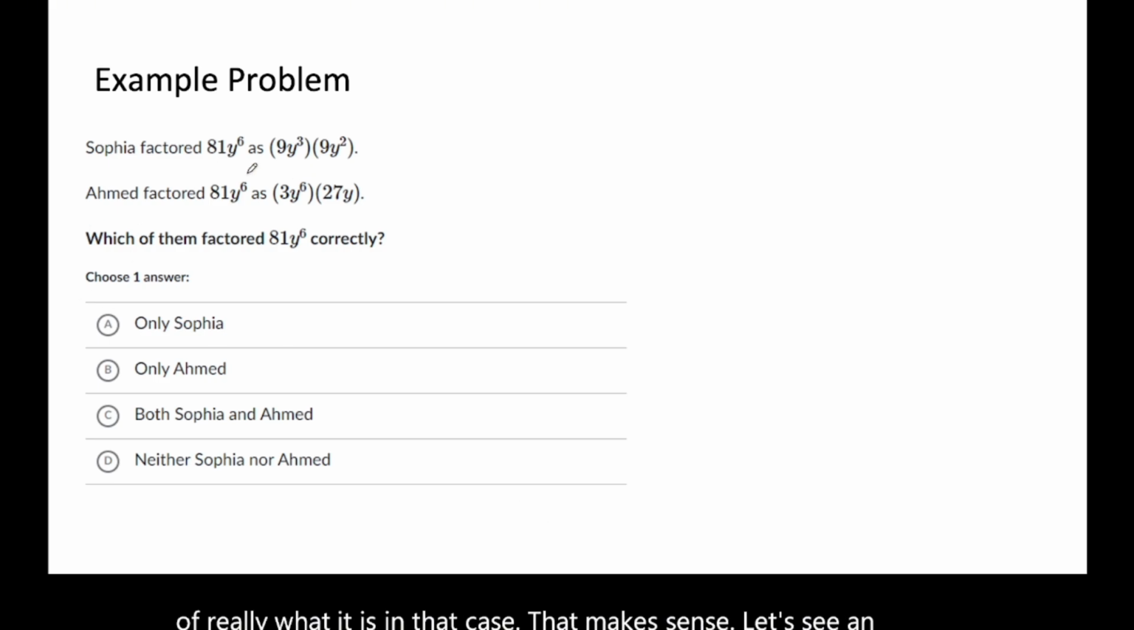So let's say someone is factoring this here. Someone factored 81y to the 6 as 9y to the third times 9y squared. Ahmed factored 81y to the 6 as 3y to the 6 times 27y. Which of them factored this correctly?